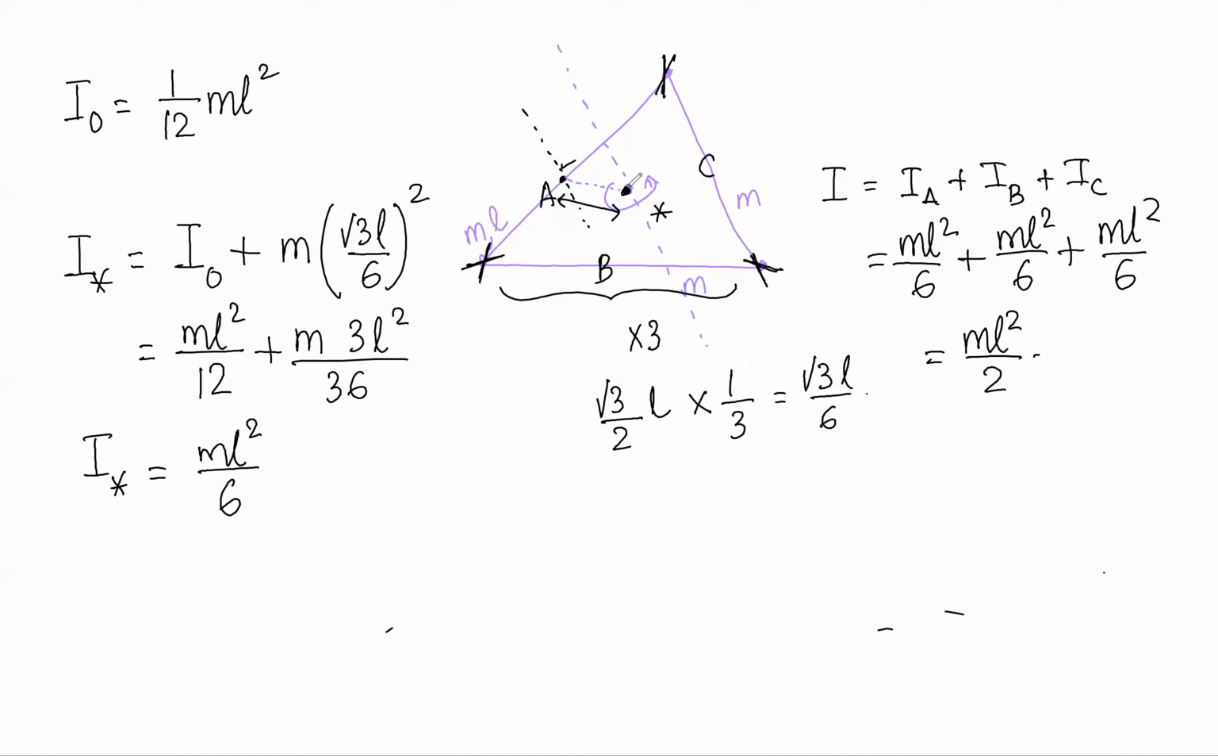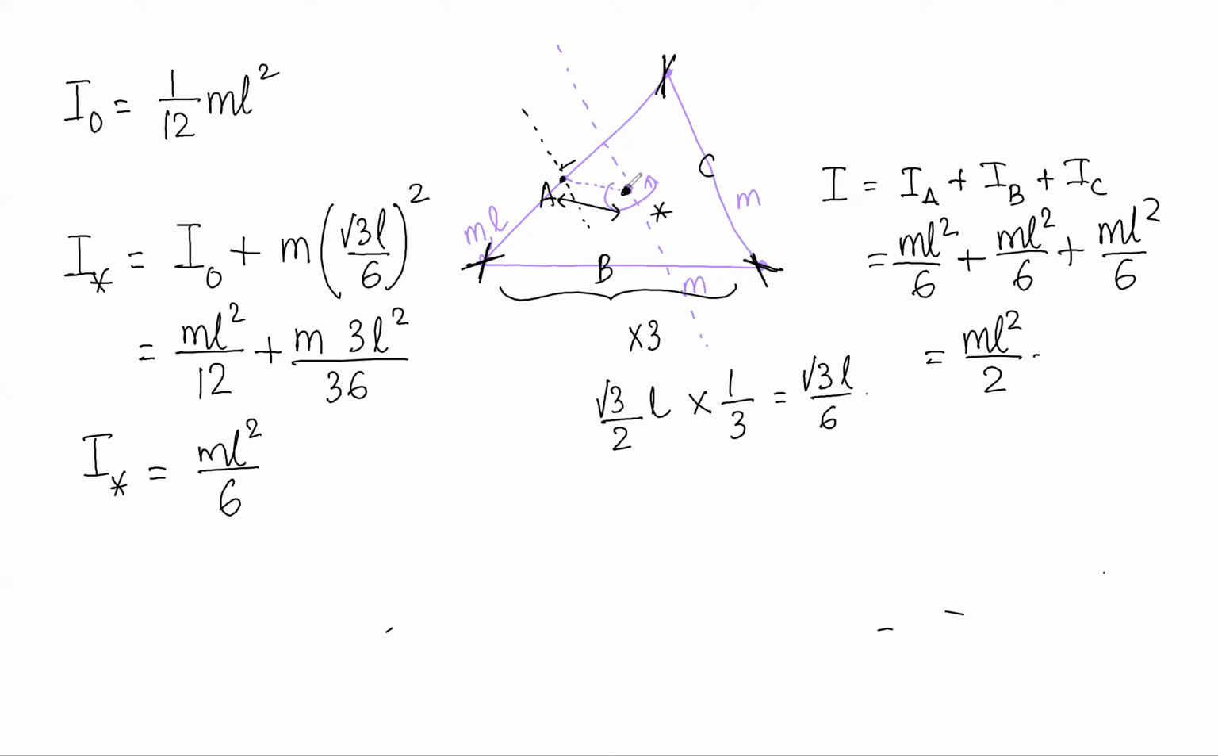Because if it is the center of a rod, it is 1 by 12 ml square. It is displaced by some distance. So your answer is 1 by 12 ml square plus mass into that distance का square. Parallel axis theorem लगा रहे हो तो I0 plus m into root 3L by 6. I hope my maths is correct. So ml square by 12 plus ml square by 12, which is equal to ml square by 6. And there are three of these rods, so that makes it ml square divided by 2. तीन rods हैं तो ml square divided by 2 आएगा. ठीक है?